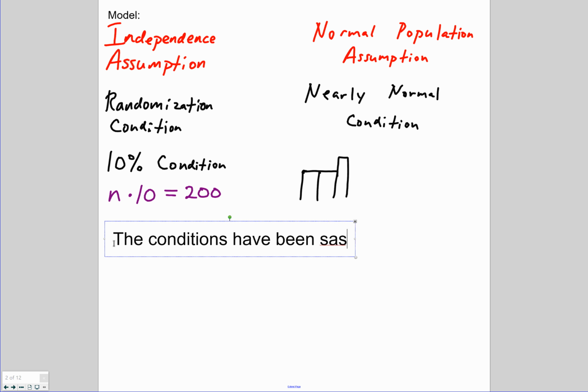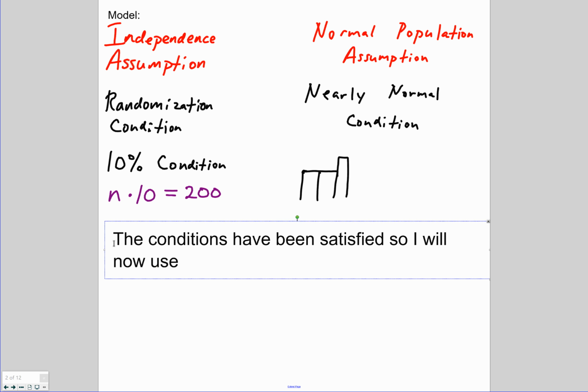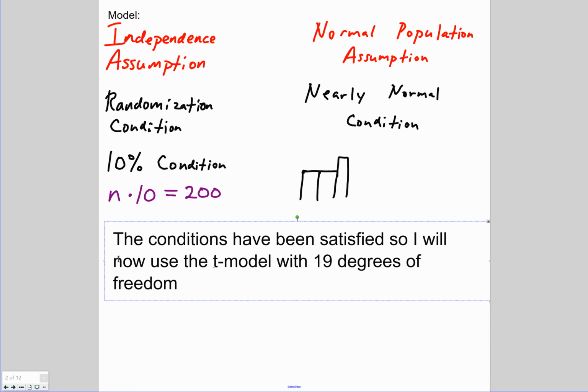The conditions have been satisfied. So I will now use, be careful here, the T model with, I think I heard Adriana say it, how many degrees of freedom? 19 degrees of freedom.